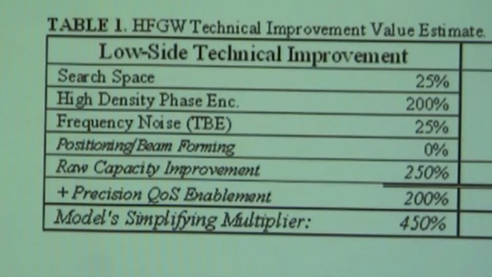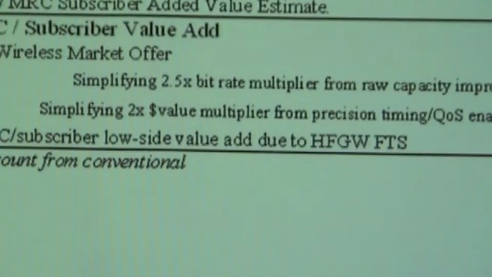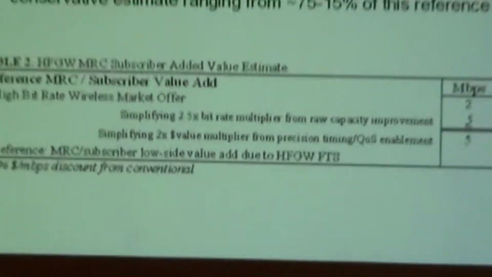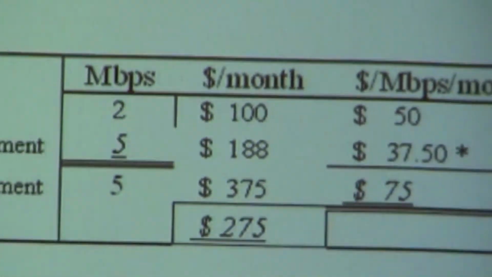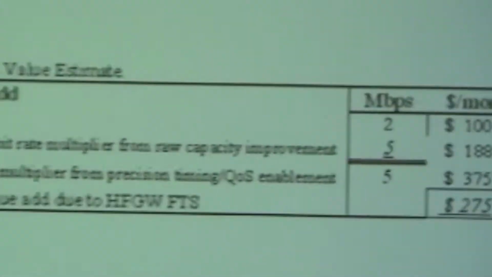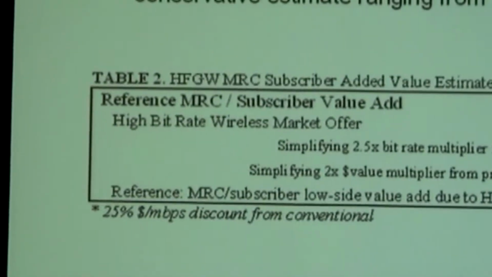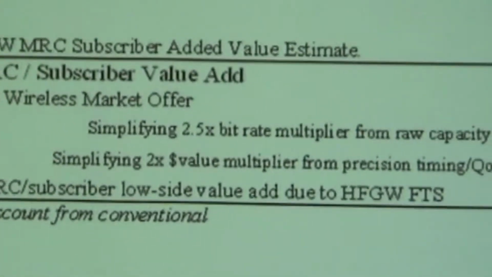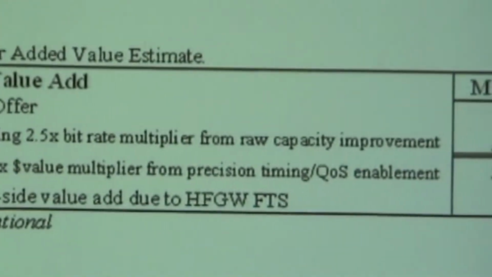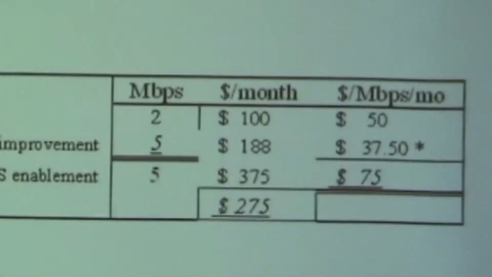These low-side multipliers play out in our subscriber-based value estimation. Applying these multipliers to a conventional high bit rate wireless market offer, conservatively for this model priced at $100 per month for 2 megabits per second, that's dedicated, unlike today. We obtain a reference MRC per subscriber low side value added due to this high frequency gravity wave FTS of $275. Note that MRC equals monthly recurring charge.